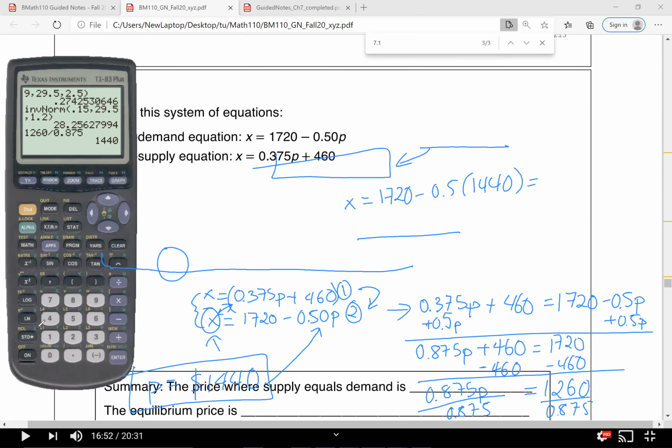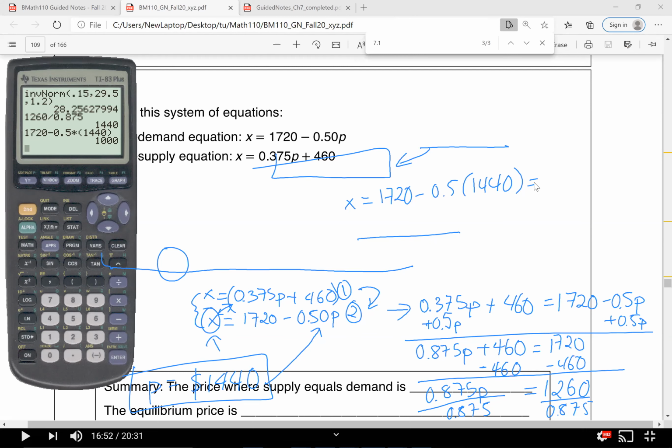So you have 1720 minus, using minus 0.5 times, with parentheses, 1440 and close parentheses, and enter. So you have 1000 items. So it's going to be 1000.